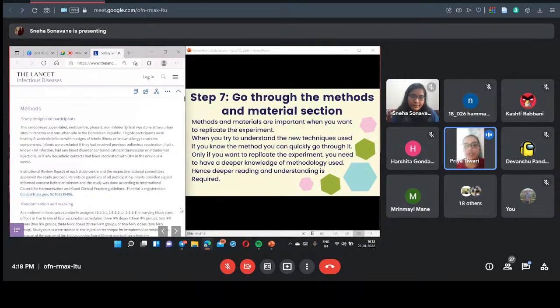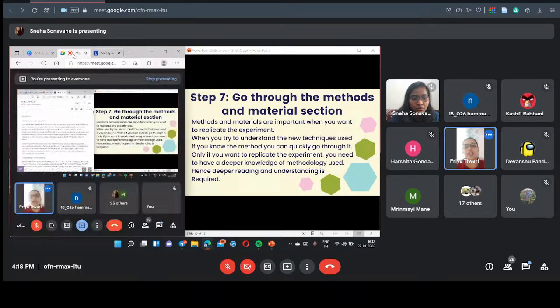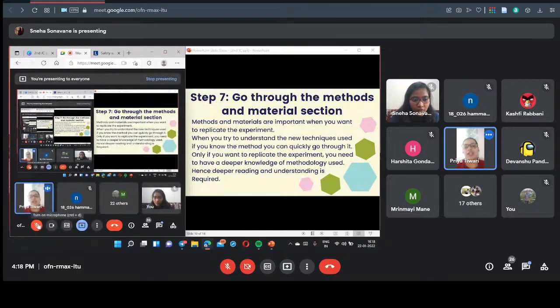So the methods and materials section is important when you want to carry your own research, and if you are doing a randomized control trial, for example.